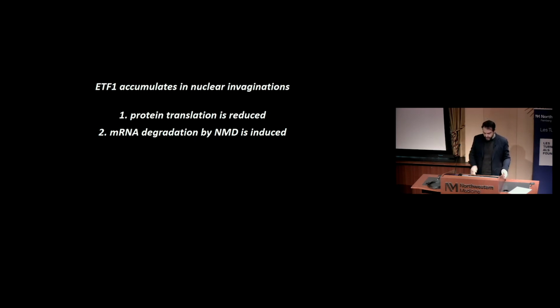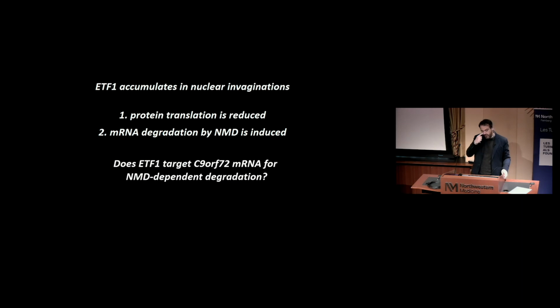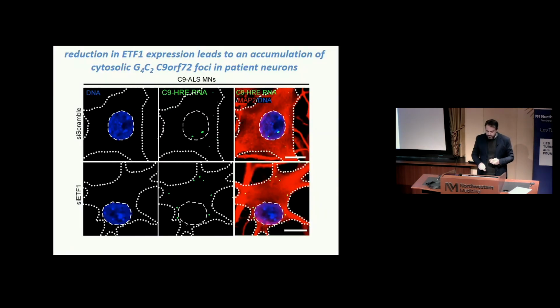seems to be induced. So it dawned on us, when we looked at this data, that one possibility is that ETF1 might be targeting the expanded C9ORF72 transcript itself for degradation through this nonsense-mediated decay pathway, because it is a prime candidate to be degraded through NMD: there's an intron that's retained, it has this irregular large shape, and so on. So to begin to address this, we did a couple of different experiments.